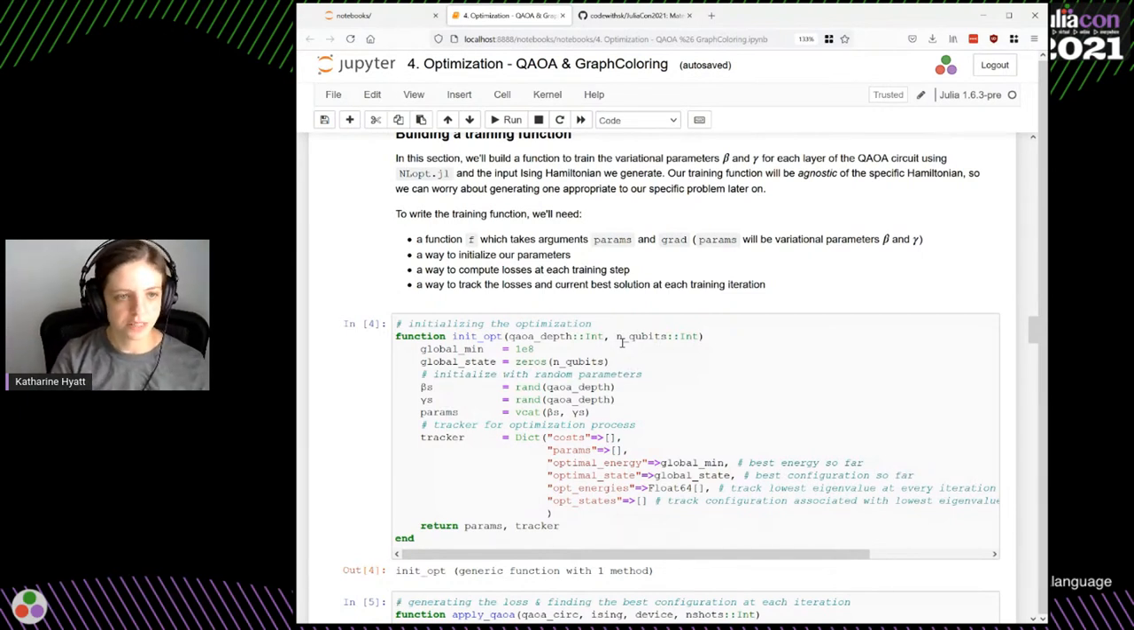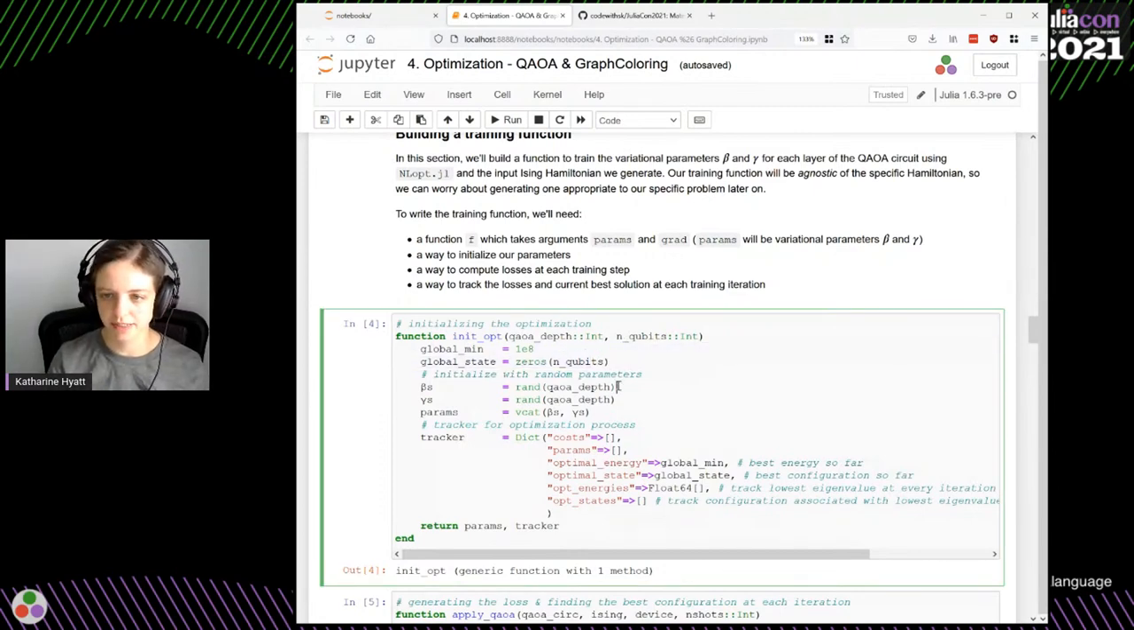We need a way to initialize our parameters. Seems pretty reasonable. We would like to be able to compute losses at each step. Obviously, it's going to be hard to perform any optimization training if we have no way to compute losses and figure out if our results have become any more accurate. And then finally, we would like a way to track the losses and the current best solution we've computed at every step in the training iteration. So that's four pieces that we're going to compute.